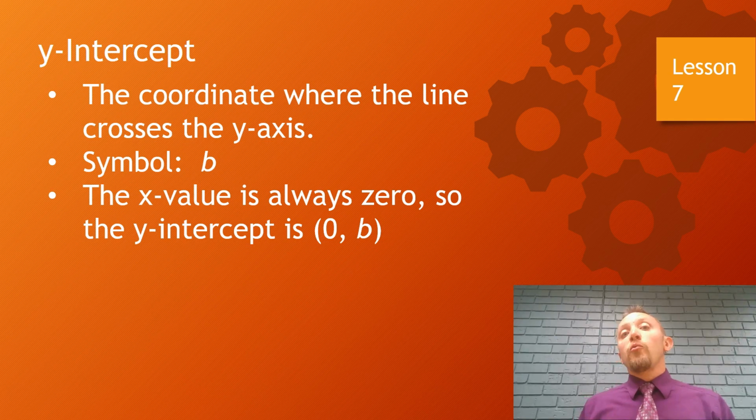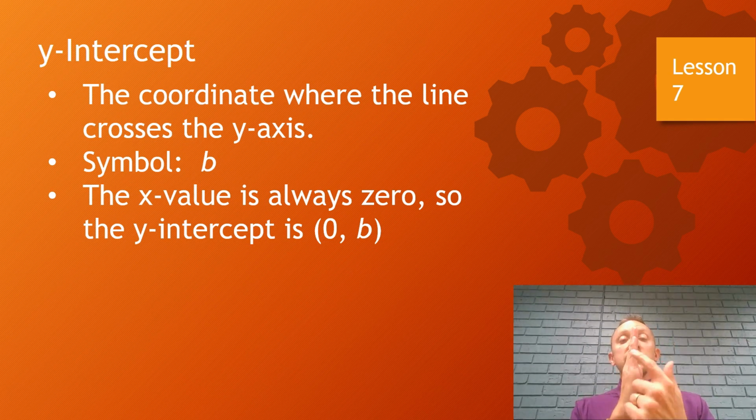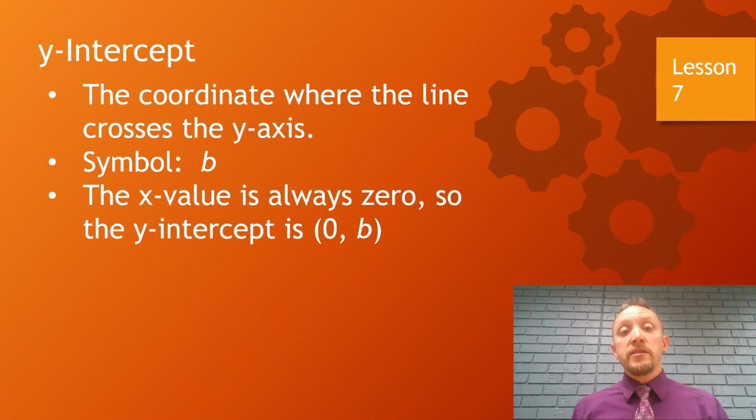Now, when we're dealing with the y-intercept, where it crosses the y-axis, that's always going to be where x is 0. So the y-intercept is always going to be in the form where x is 0 and y is some number.